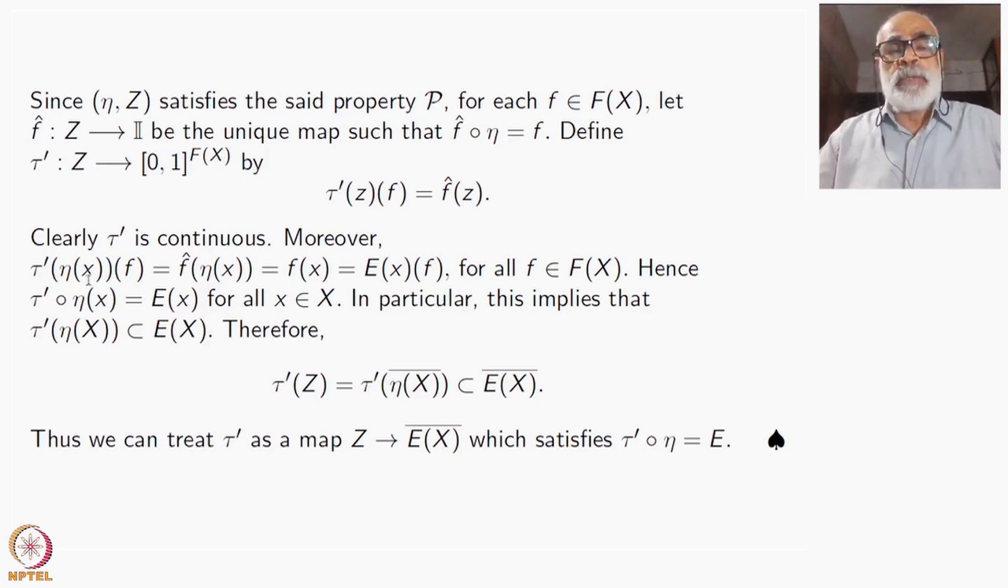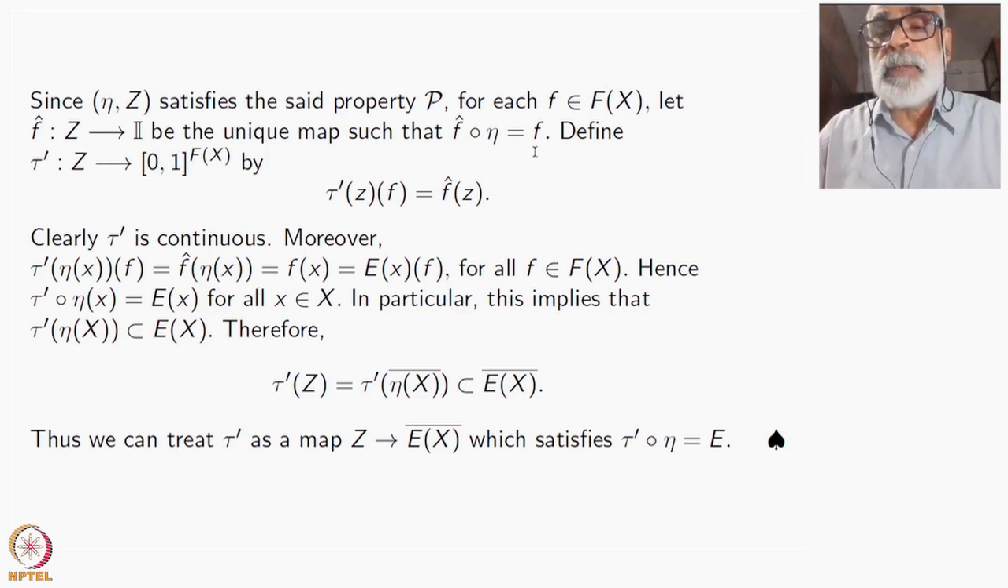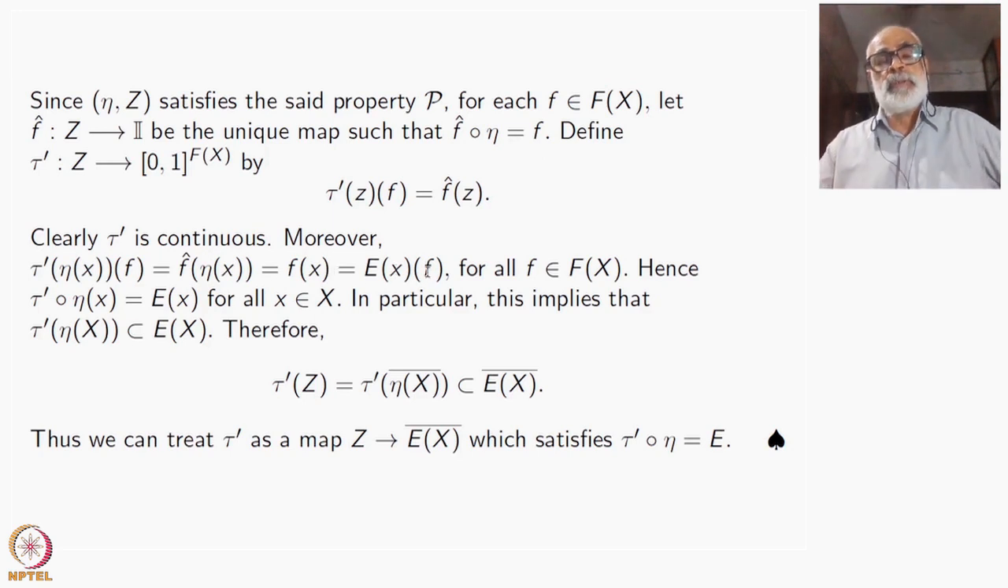Moreover, if you come from eta, remember eta is a function from x to z, right? So take eta x and look at tau prime of eta x. What is it? Operating upon f, it's f hat of eta x. F hat of eta is nothing but f. So it's f of x. But what is f of x? It's e x of f, by definition of evaluation map. Therefore, if this is true for every f, tau prime of eta x is nothing but e x. So that is true for every x. It just means that tau prime of eta is e.